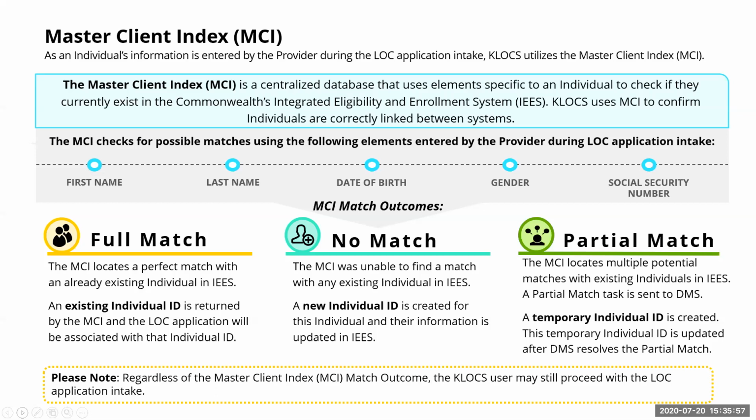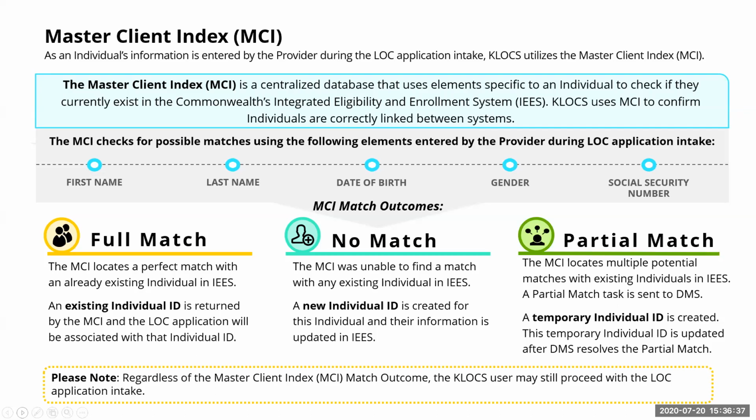First is going to be the full match. This means that the MCI detected a perfect match with an already existing individual in IEES. So what this means is the individual's existing individual ID will be associated with the LOC application. To give you an example, let's say there's 2 William Baileys within the system, and they have the same date of birth and the same SSN. What is going to happen here is they're going to just take that existing individual ID for the William Bailey that is already within the system, and they're going to tie that to that LOC application.